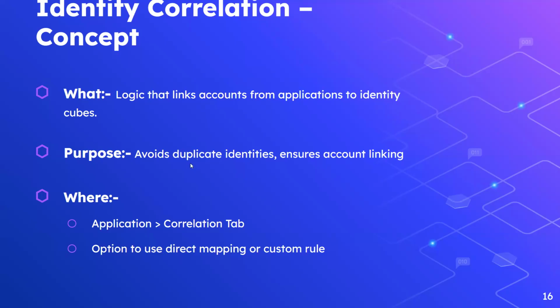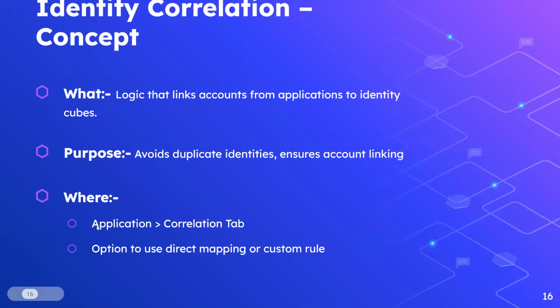So the purpose is basically to avoid duplicate identities and ensure accounts are linked, that the X account is linked with the Y account as well. So a duplicate identity will not be created. A single identity will be there and it will have both of the accounts. Does that make sense? Yes. And where to find that?